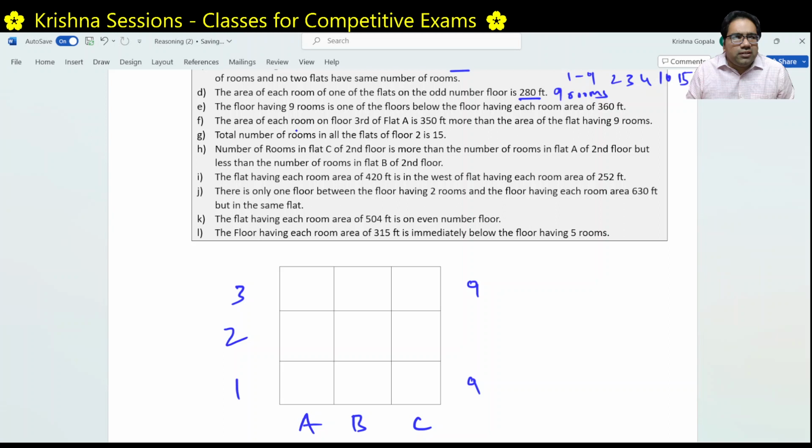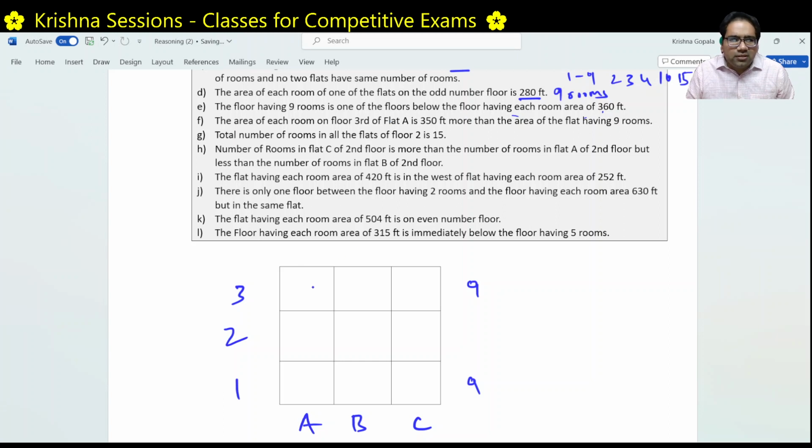Okay, very good. Then what is he saying, the area of each room on floor 3 of flat A is 350. No, no, next one. The floor having 9 rooms is one of the floors below the floor having each room area of 360. See here, one of the floors below some floor, below the floor with each room area of 360. So now, the floor having 9 rooms has to be below some other floor.